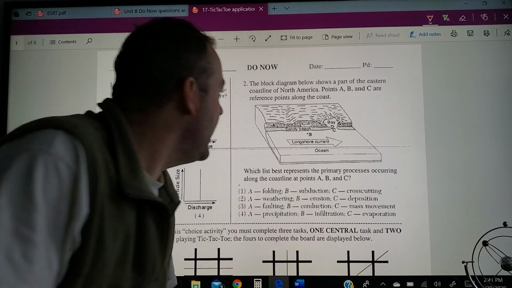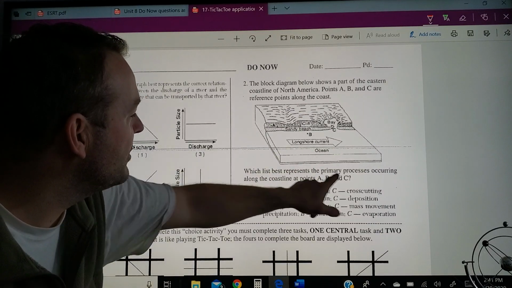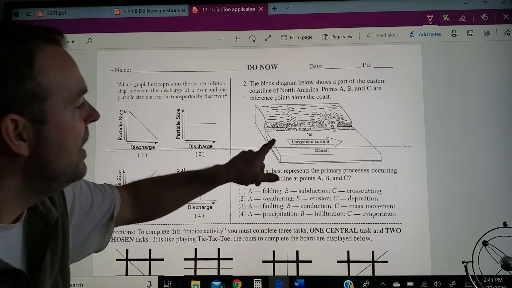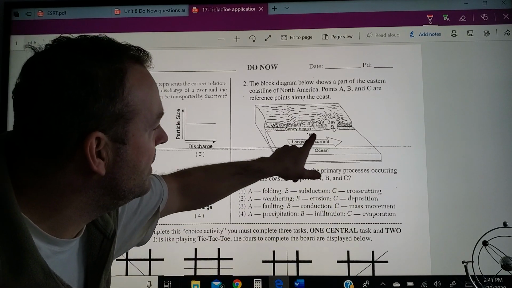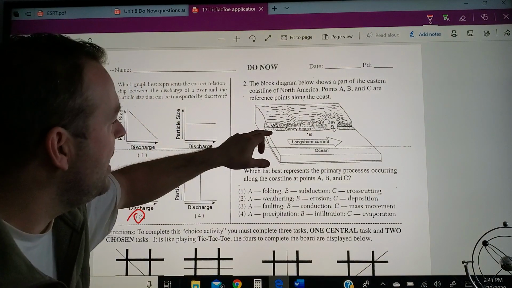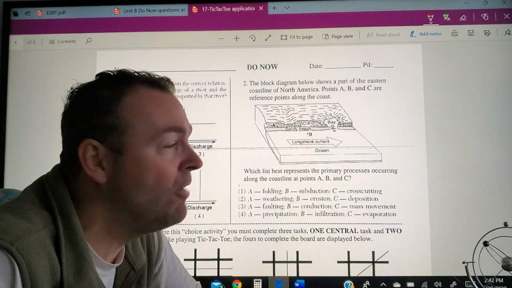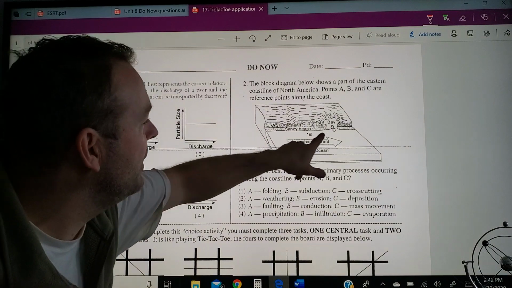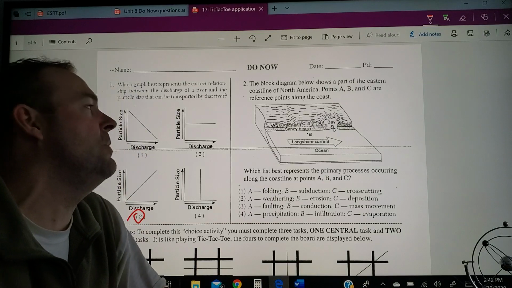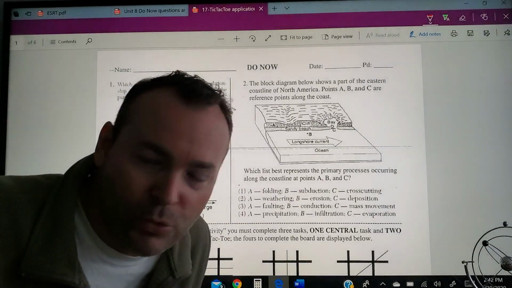All right. The second one, points A, B, and C are along the coast. Which line best represents the primary process occurring along this? Well, it looks like you have sand being transported. Well, transporting sand is erosion. The sand came from the land, so it must have broken off from the land. It must have weathered off. And then the sand is also getting deposited in certain areas. So you have the whole situation there. You have the weathering, you have the erosion, and the deposition. You got to go with choice 2.